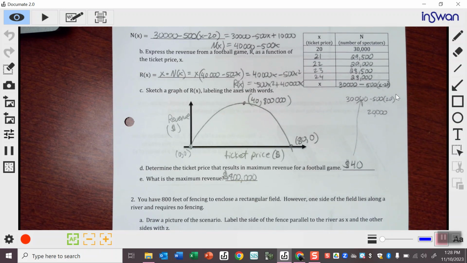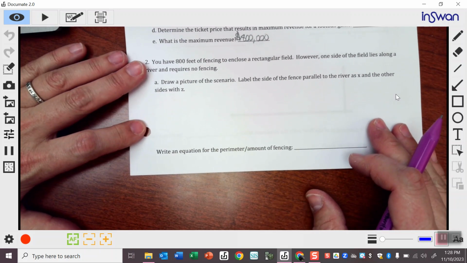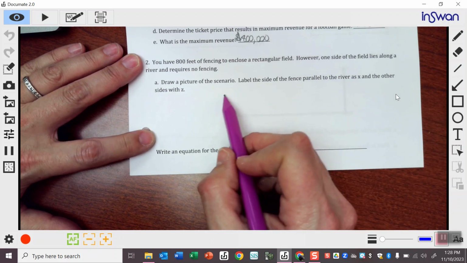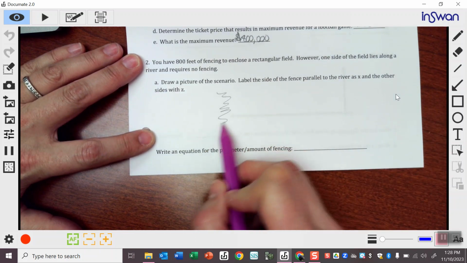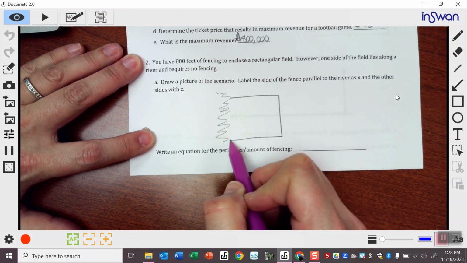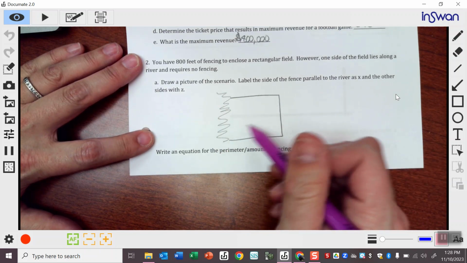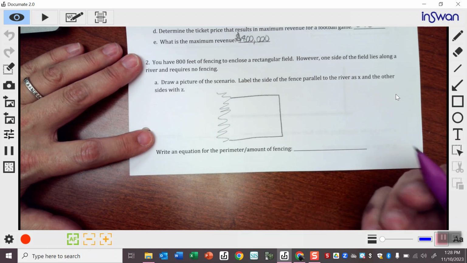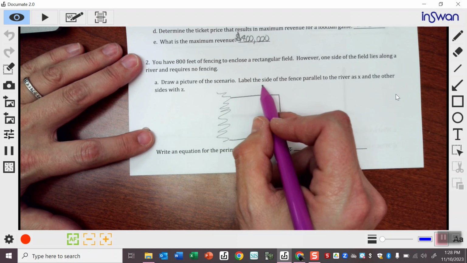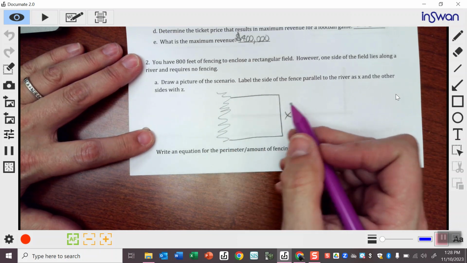Okay, next one. You have 800 feet of fencing to enclose a rectangular field. However, one side of the field lies along a river. So you have a river over here, right? And you're gonna put some fence here. So basically you don't need any fencing along the river. I guess your things that are in there aren't gonna go in the water or something like that. So draw a picture for the scenario. Label the side of the fence parallel to the river as X, and the other two sides with a Z.